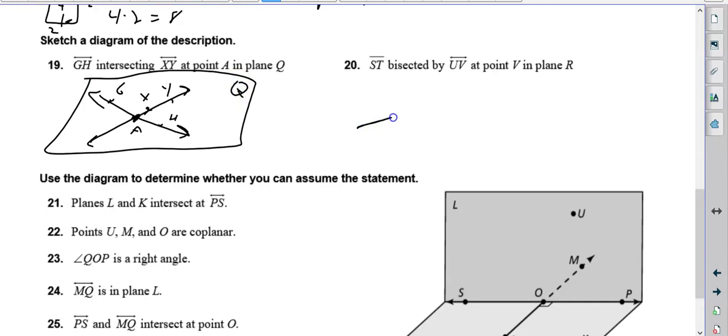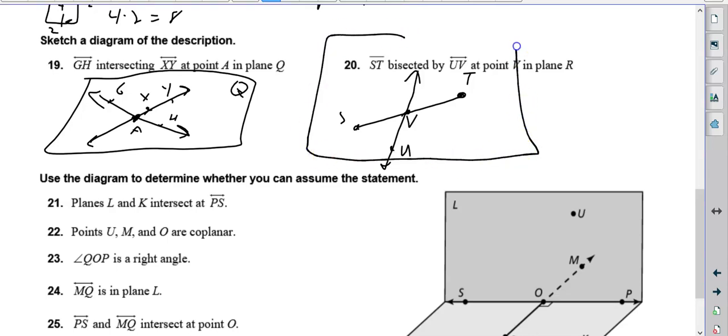ST, okay, well, that is a segment. So it has to be the endpoints here. Bisected. So bisected means I'm going to be cutting it right in half. So I'm going to put a mark right there. By UV, so it's going to be this line here, UV at point V, so this has to be V, U has to be just somewhere on this line, in plane R. Again, a boxy shape around it and put an R. That's it.